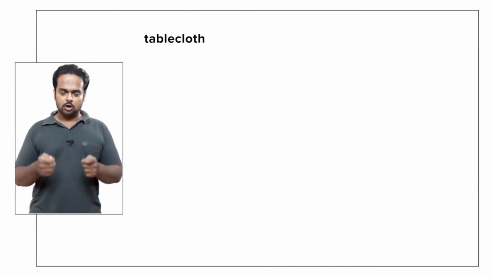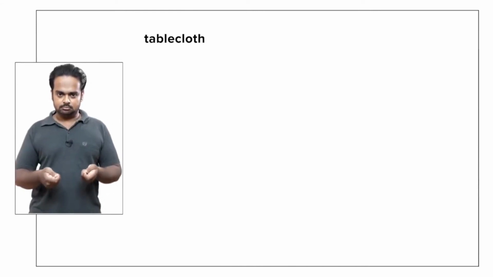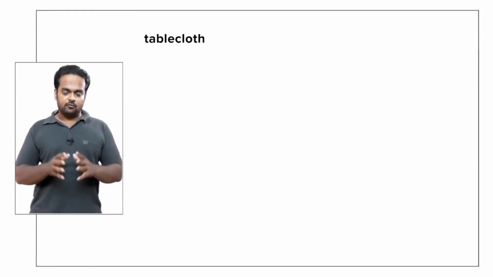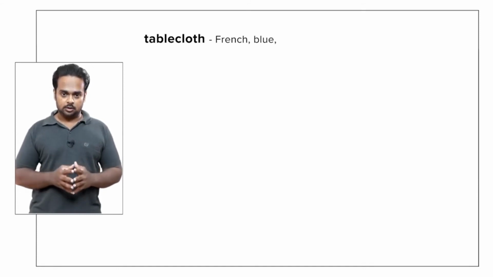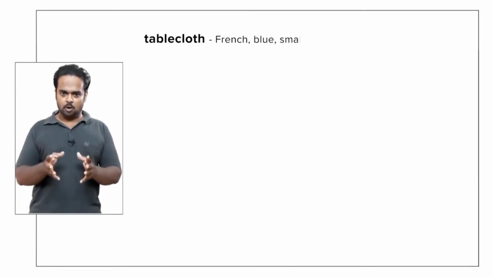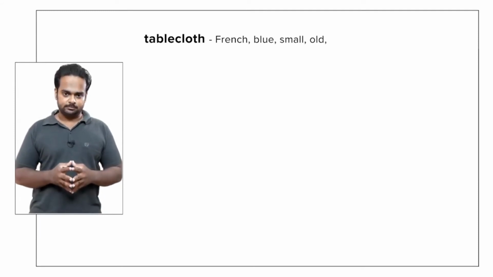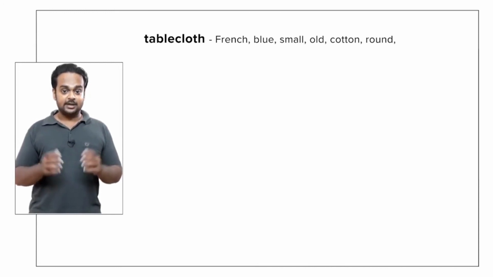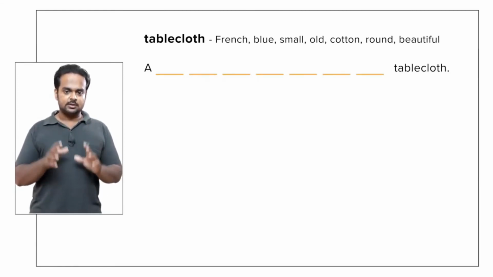In my home, I have a tablecloth. You know, a cloth that you put on a table before you put any food on the table. This tablecloth is from France. It's blue in color. It's not very big, it's small. And it's also quite old. It's made from cotton. Oh, it's round in shape. And it's beautiful. Now your job is to put all of these adjectives in the correct order before the noun tablecloth. Pause the video if you want, think about the order, and then play the video again.